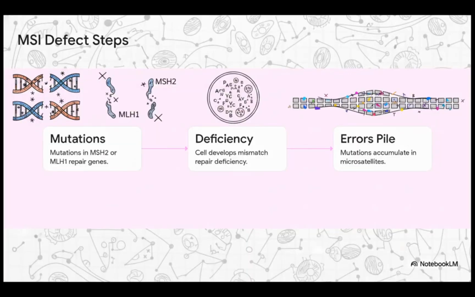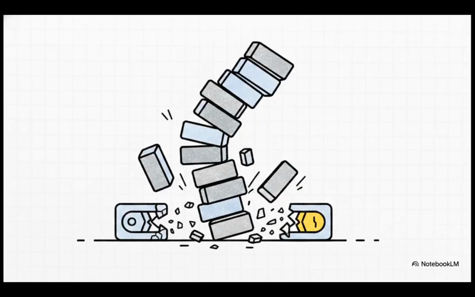Step 1, you get mutations in mismatch repair genes, usually MSH2 or MLH1. Step 2, because those genes are broken, you get mismatch repair deficiency. Step 3, every time the cell divides, tiny errors start piling up, specifically in these short, repeating DNA sequences called microsatellites. But you know, those microsatellites, they're just the canary in the coal mine.